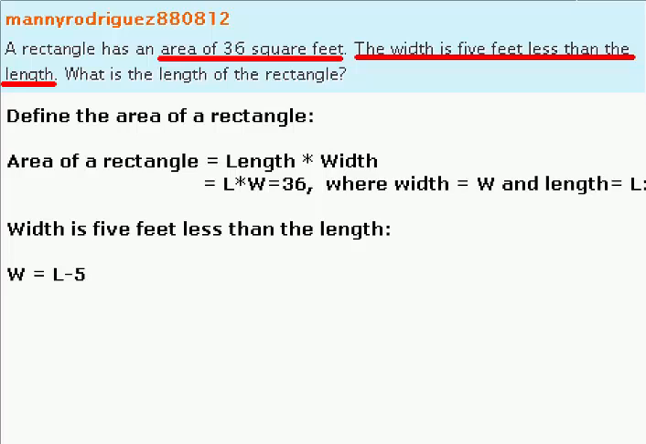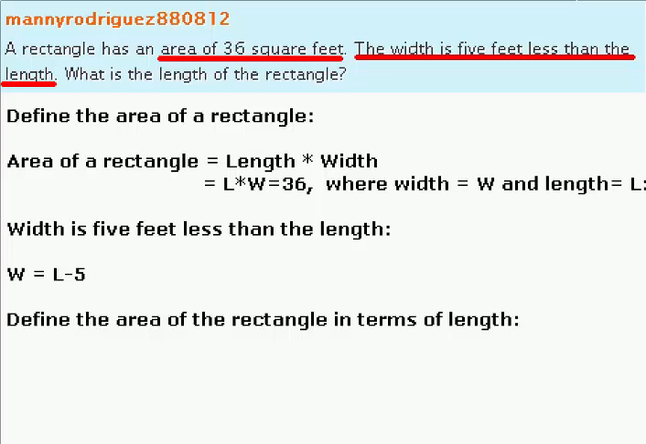Now we've managed to define the area of the rectangle as well as the width of the rectangle. However, the question is asking us, what is the length of the rectangle? So somehow we have to create an equation that is defined in terms of the length of the rectangle only. So let's start by defining the area of the rectangle in terms of the length. This way we can get rid of the width and focus only on the length.